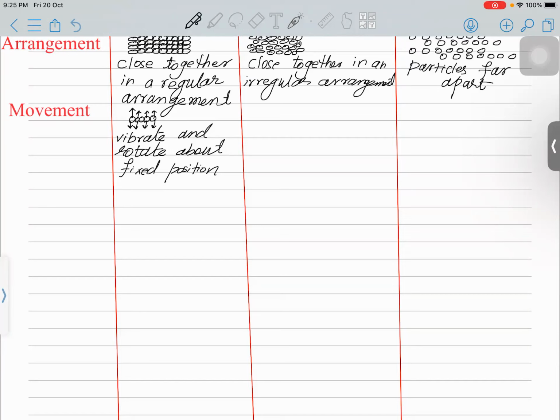But liquid can move. Liquid moves around slowly because you have the spaces, and the particles slide over each other.